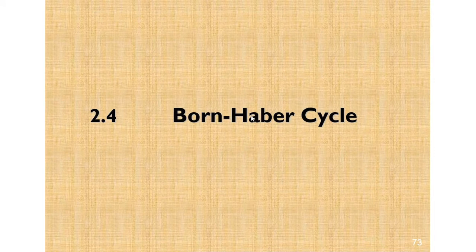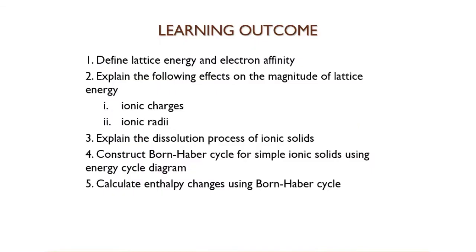1.4 Born-Haber cycle. This lesson we are going to define lattice energy and electron affinity and then explain the effect on the magnitude of lattice energy. There are two: one is ionic charges, another one is ionic radii. Then three, explain the dissolution process of ionic solid. Four, construct Born-Haber cycle for simple ionic solid using energy cycle diagram and energy level diagram. Five is calculate the enthalpy change using Born-Haber cycle.